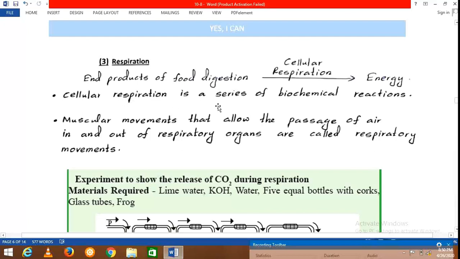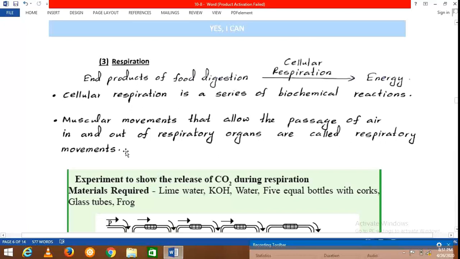Cellular respiration is a series of biochemical reactions. You know that cellular respiration takes place inside the mitochondrion. If we talk about respiration, cellular respiration is a part of it. Muscular movements that allow the passage of air in and out of respiratory organs are called respiratory movements.